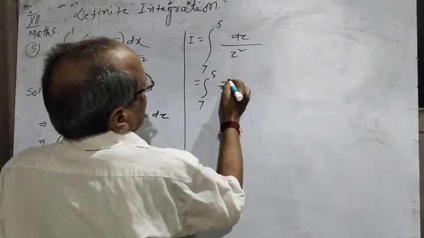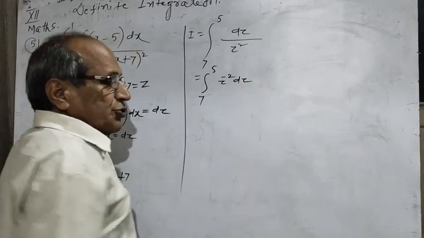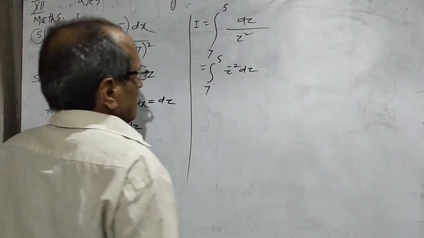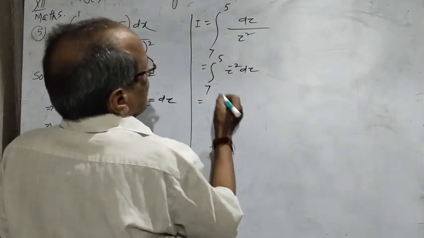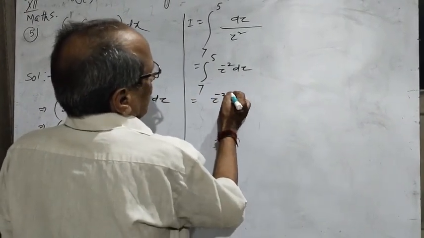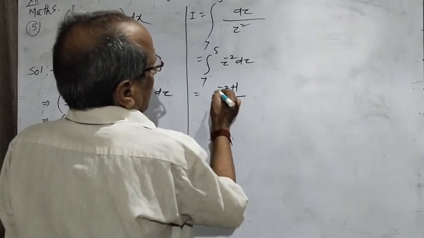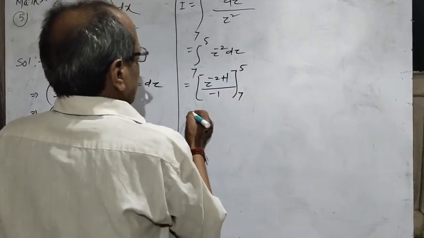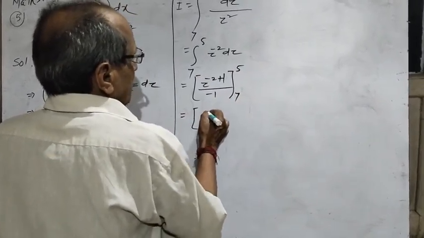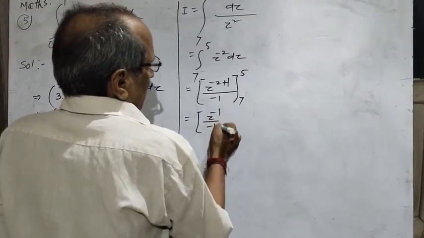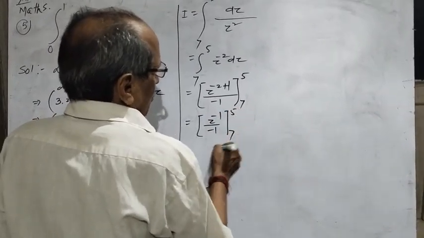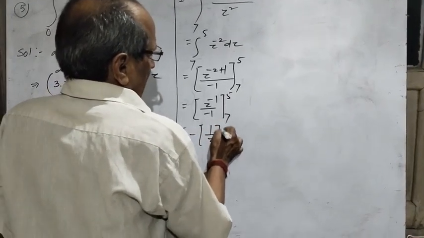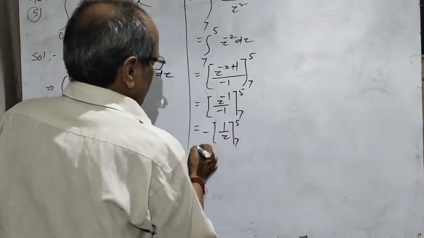Z is written down at the place of numerator. The power of z is minus 2, that becomes minus 2. Now integration of z to the power minus 2 will be 1 is added and minus 1 is divided. Upper limit is written down here, lower limit is written down here. Now we get z to the power minus 1, ये upper limit, lower limit, minus 1 by z, 5, 7.